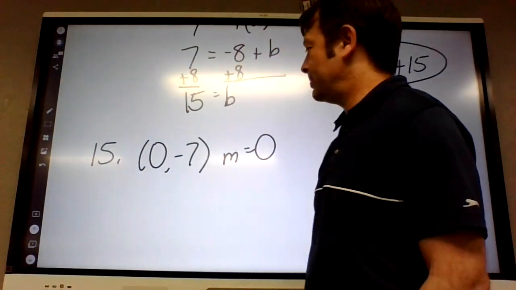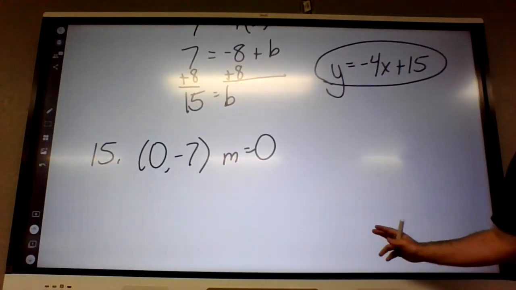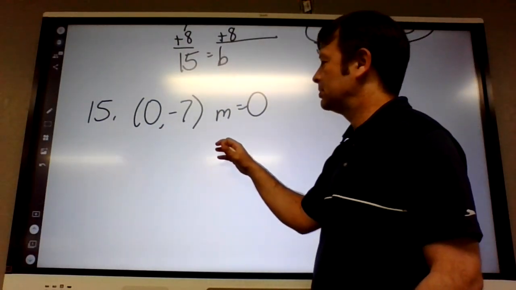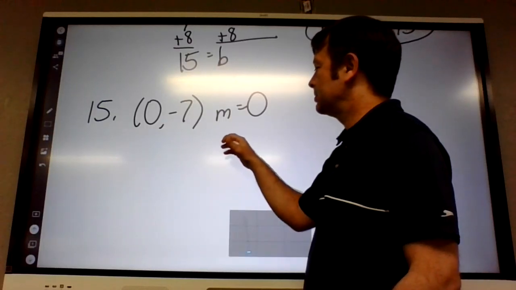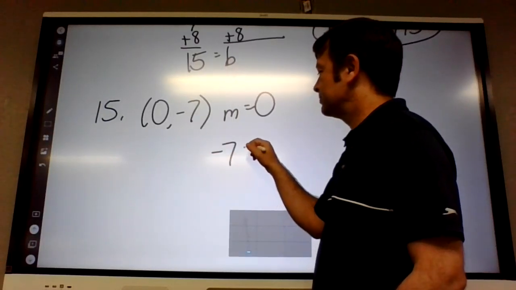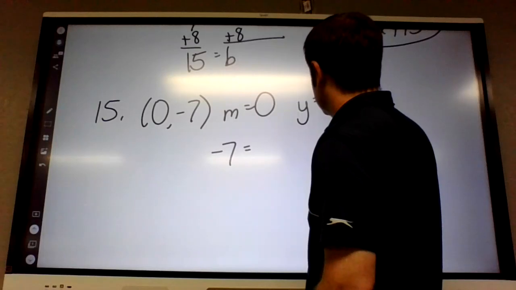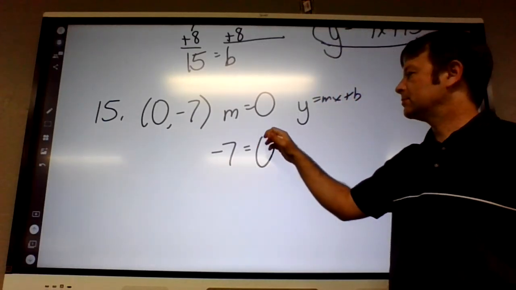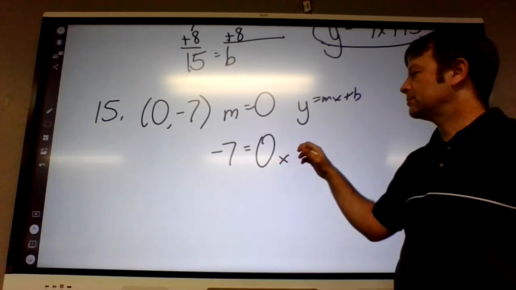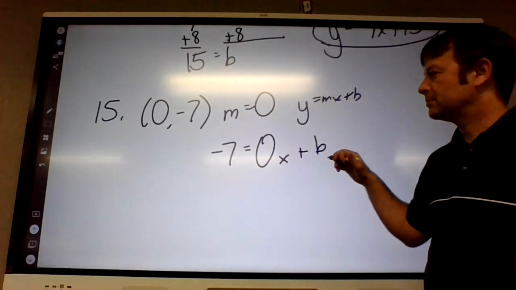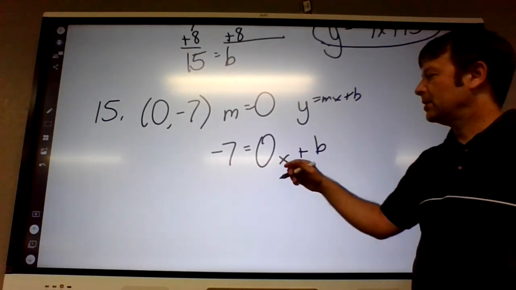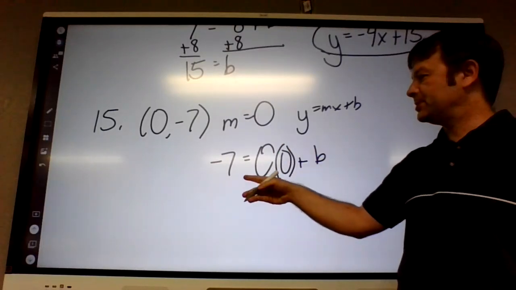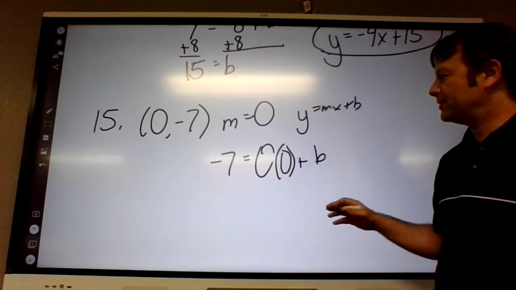All right, Timothy, how about this one? So y equals mx plus b, so you plug in negative 7 for y, negative 7 equals 0x plus b. The x was a 0 too, not that it really matters, but 0 times 0, 0. So b is negative 7.